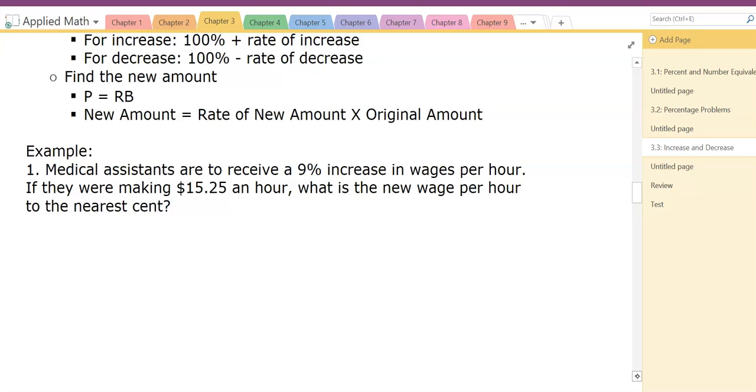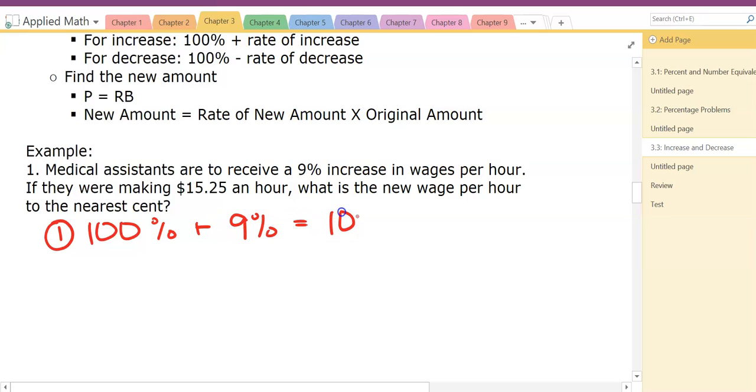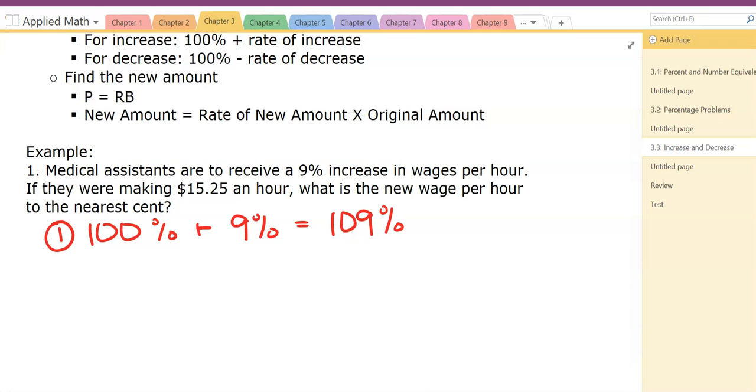So medical assistants are to receive a 9% increase in wages per hour. If they were making $15.25 an hour, what is the new wage per hour to the nearest cent? So step 1 that I would do is take 100% and add that to 9%. That gets us a total of 109. And I'm adding it because it's increasing. Now, what would be 109% as a decimal? 1.09.